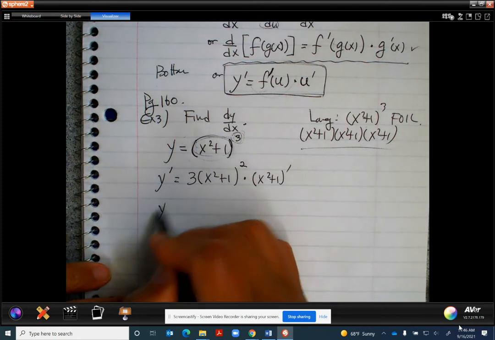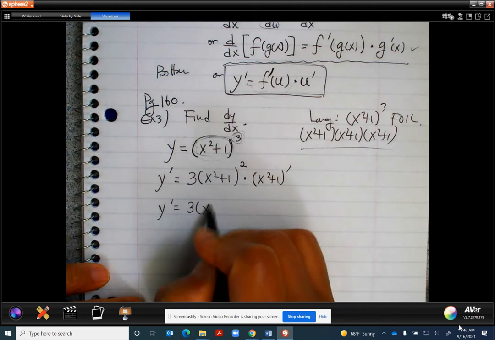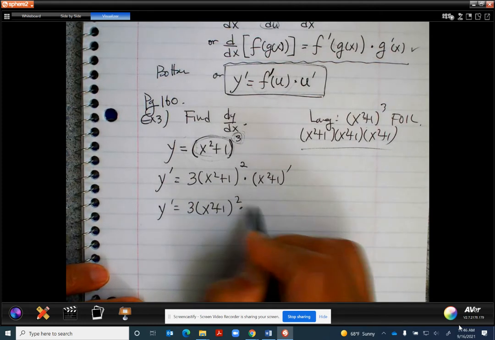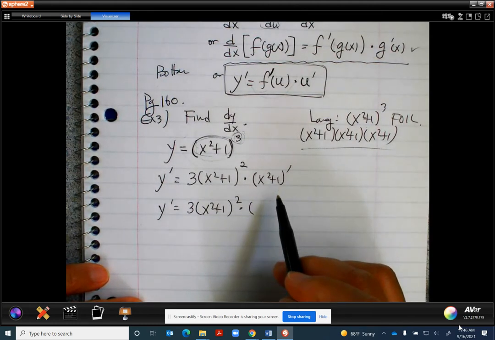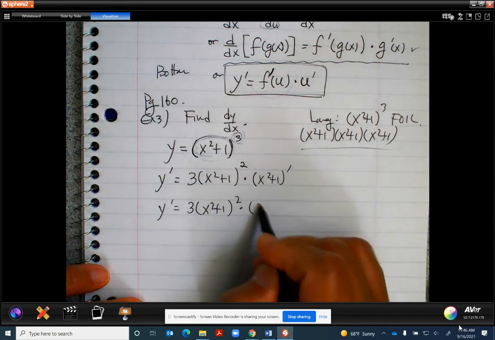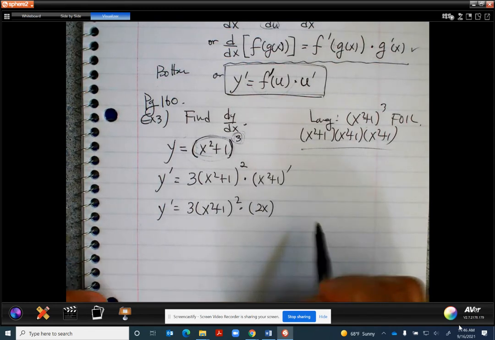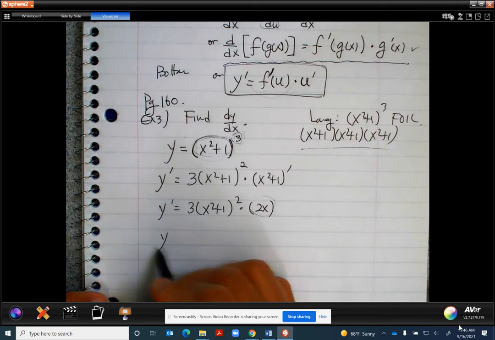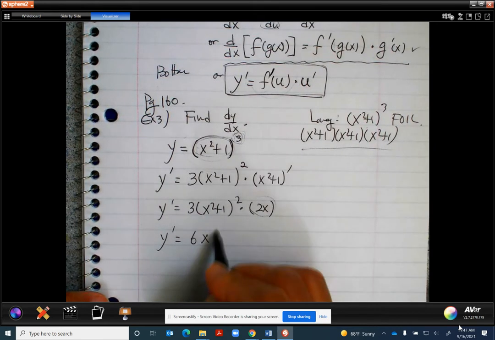So this is y prime is equal to 3 times (x squared plus 1) squared times the derivative of that, which will be 2x. And then we're done. We just need to simplify this. So y prime is 6x times.